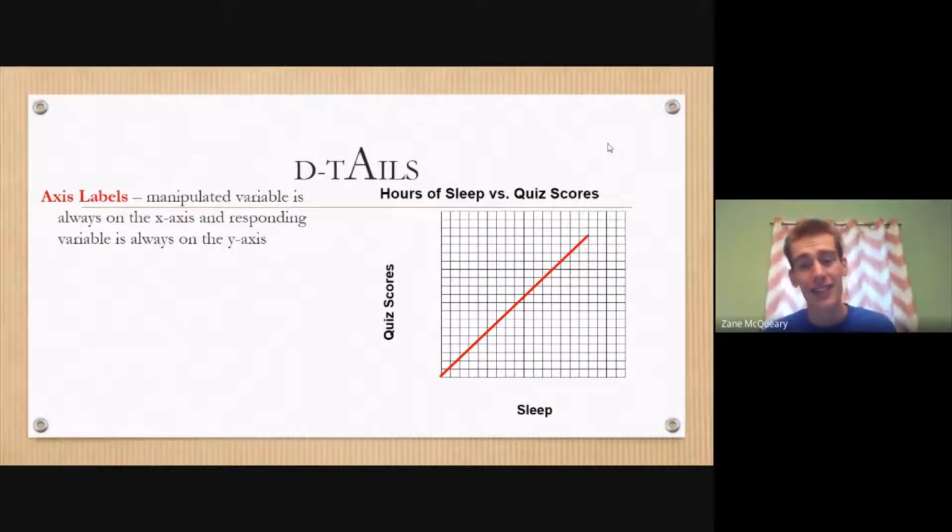A stands for axis labels. We need to label our axis so we know what's going on in your graph. It serves a lot of the same purpose as your title, but in this case, it's with your x and y axis.